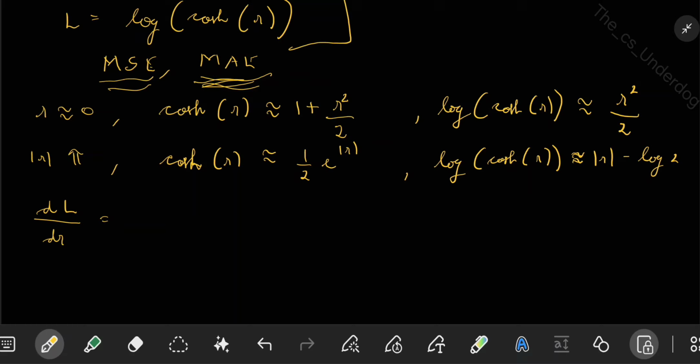The function is log cos h of r. So I'm first taking the log: the derivative of log x is 1 by x, so it will be 1 by cos h of r into the derivative of cos h. The derivative of cos h is sin h of r. So when you do this, you get tan h of r. This is with respect to the residual. If you take the derivative, you get tan h of r. Next thing is, what you actually want is the derivative with respect to your prediction y cap. What happens then?